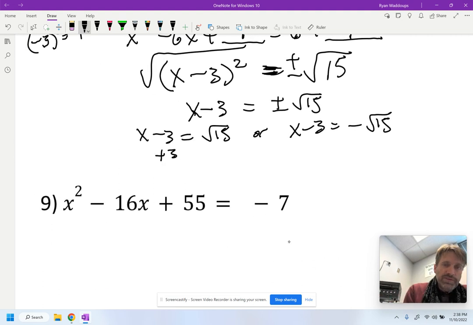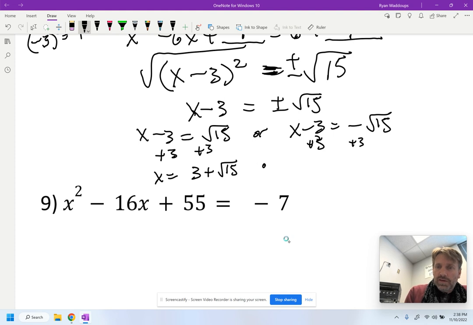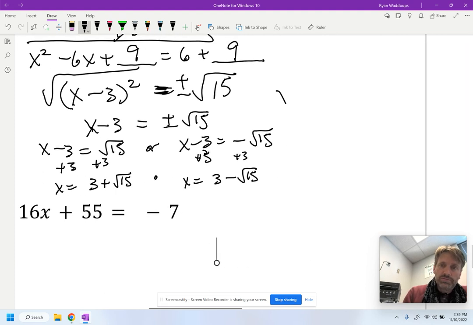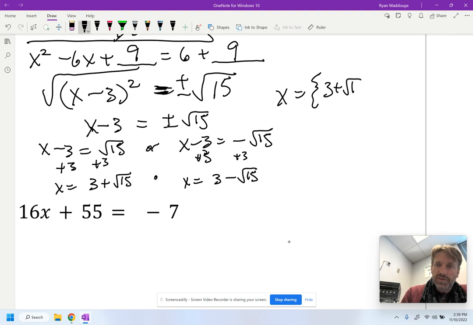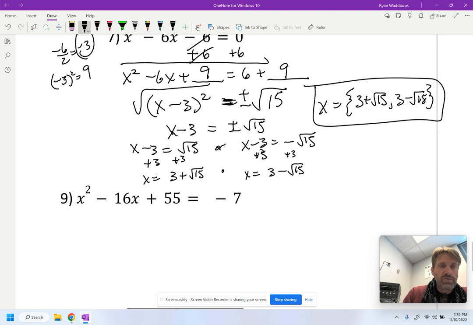And I add 3 to both sides, add 3. So x equals 3 plus root 15, or, and then over here adding 3 to both sides gives me that x is equal to 3 minus the square root of 15. And so my answers are 3 plus root 15, comma, 3 minus root 15. All right, moving right along.